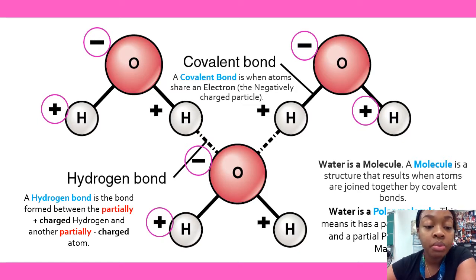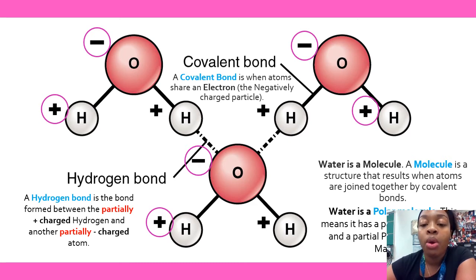A hydrogen bond, right here, is formed when the partially positive hydrogen, that's this one, and the partially negative oxygen or any other partially negative particle come together. They're partially charged because this hydrogen is also connected to this other atom, so it can't give full attention to this one. It's partially giving its attention to this one. That's why they call it a partial charge. So remember that they're partially charged and they're connecting to each other. That's the hydrogen bond, and it usually only occurs with the hydrogens.